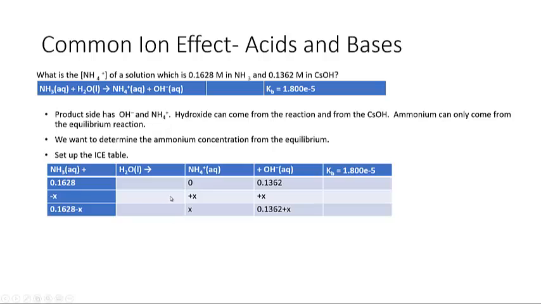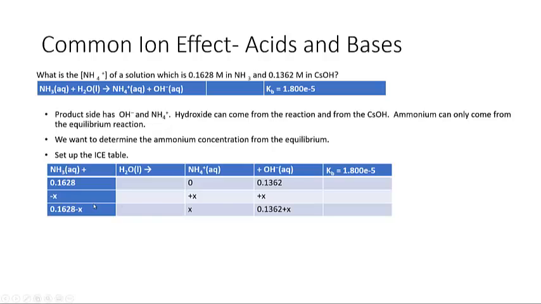Now, for this to be at equilibrium, we have to have a little bit of ammonium ions. So how do we get that? Well, we consume a little bit of ammonia, because that's where the ammonium comes from, so minus X amount of that, and we form X amount of ammonium ion. And with that, because of the reaction, we also form a little more hydroxide.